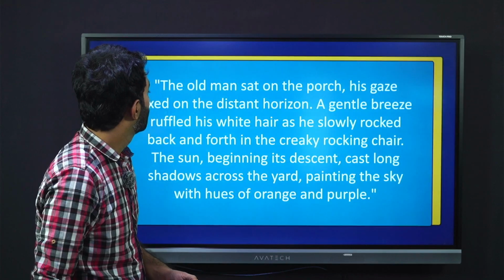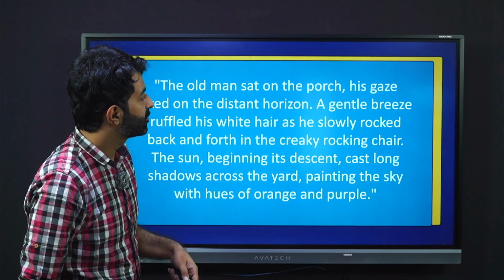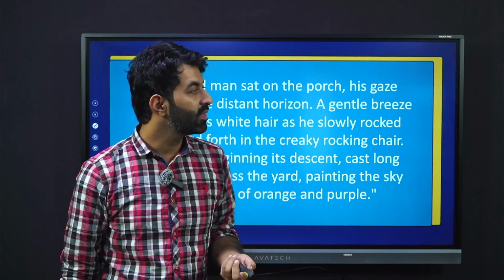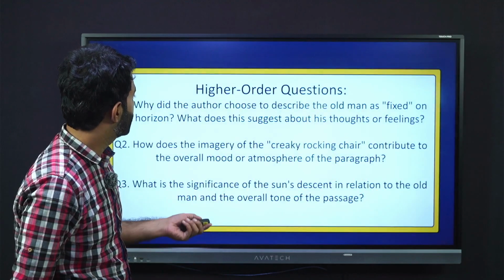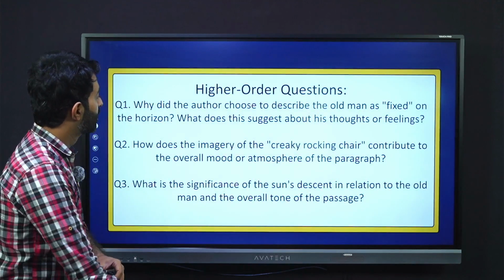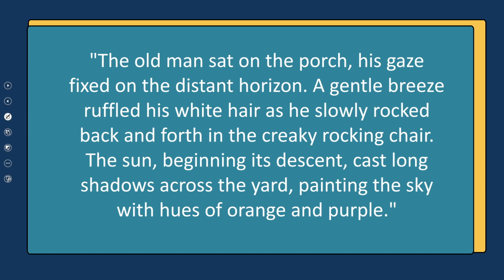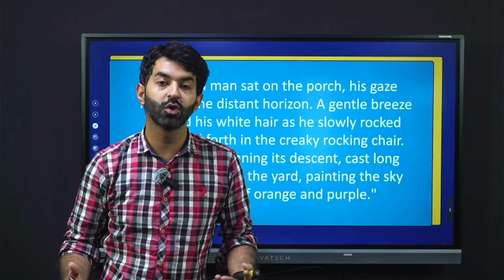All right. Now we have this paragraph. What will we do first? We will read this again and again and then look for these questions. Now, questions like, why did the author choose to describe the old man as fixed on the horizon? What does this suggest about his thoughts or feelings? We have already done this paragraph, this passage in one of the previous lectures. That's why I have included it.